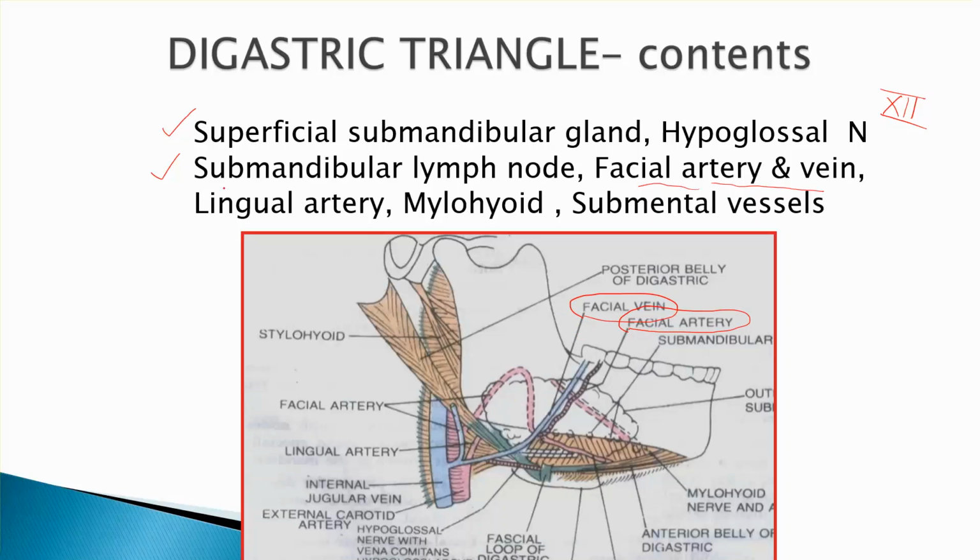Then you can see the lingual artery. Here this is the lingual artery. Then the mylohyoid muscle. This is the mylohyoid muscle, by the way, this one. And you can also see the vessels along with it. So mylohyoid nerve and vessels, and submental vessels. So these are the structures related to the contents of the digastric triangle.